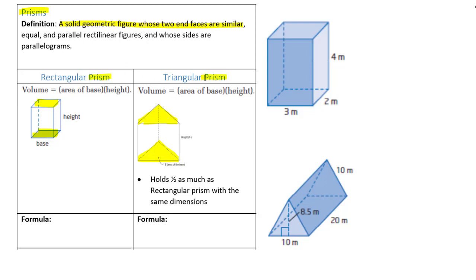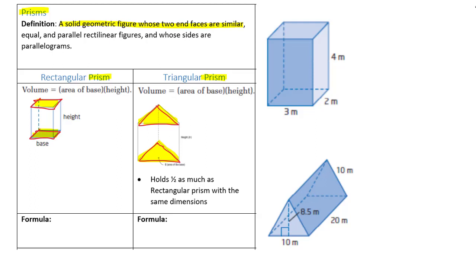We'll talk more about pyramids in a minute. So similar, equal, and parallel rectilinear figures. I know it's a hard word for me to get out. Whose sides are parallelograms. So in other words, long story short, these shapes at the ends match. We got a rectangle and a rectangle. That's why it's called a rectangular prism. A triangle at one end and a triangle at the other. They're parallel, they face each other, they're the same size. That's called a triangular prism.